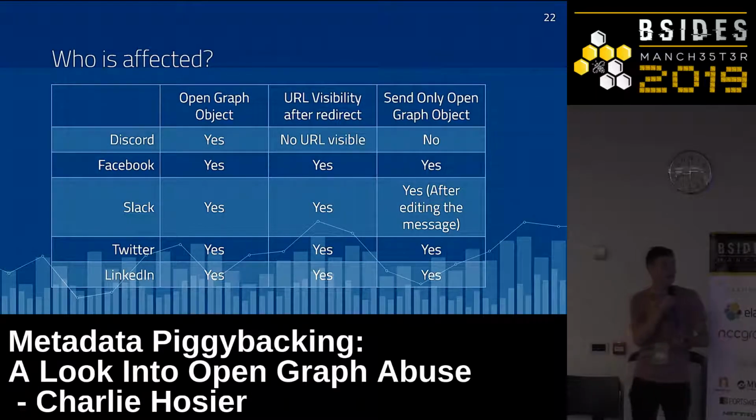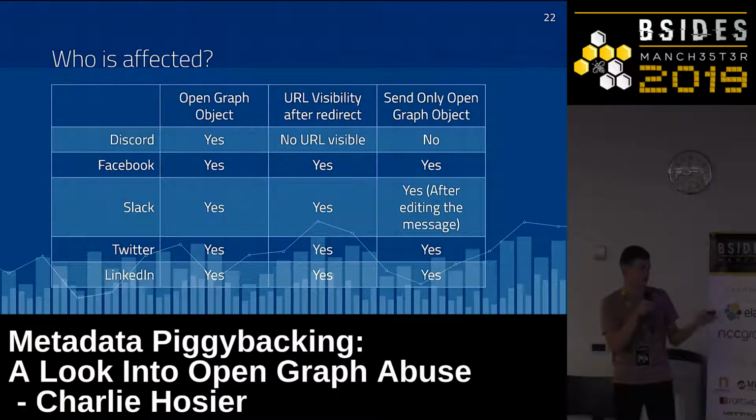Slack's interesting because you can send an Open Graph object. It shows the URL visibility after the redirect. However, with Slack, you have to send the hyperlink, the message, the link that it's going to initially. However, if you just go back and edit the message, then you no longer need to send the message and the Open Graph object will remain on the platform.